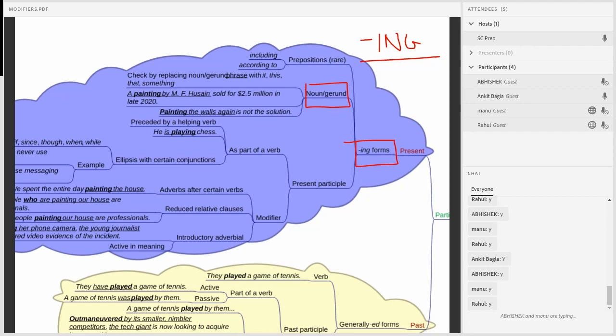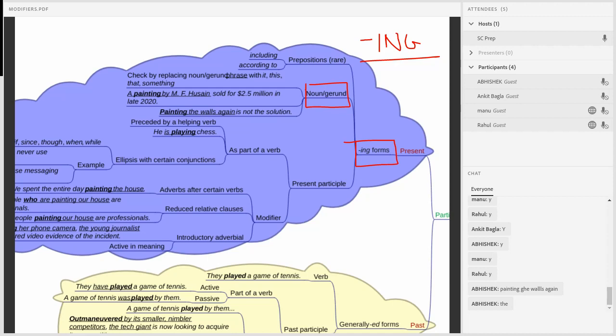It's painting the walls again. Right. The whole thing. Painting the walls again. The whole thing is the subject. And remember, the subject is always something that's a noun or something that's acting as a noun, right? In our classes, we've called these things noun or noun-like elements. A gerund is a noun-like element.